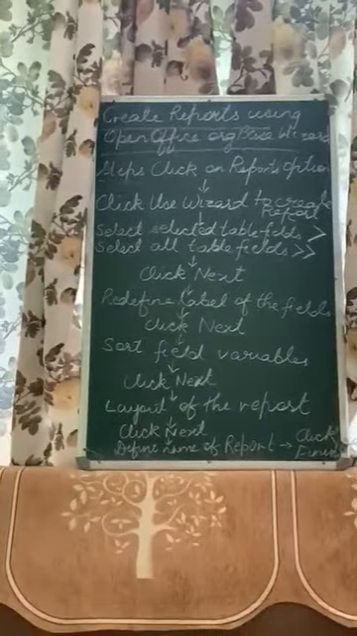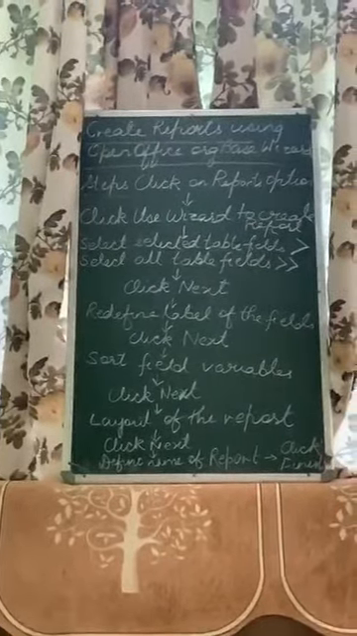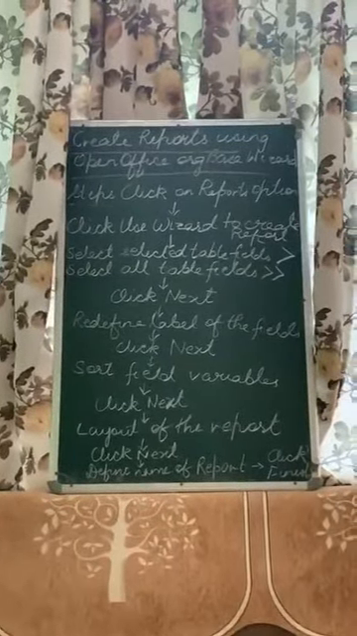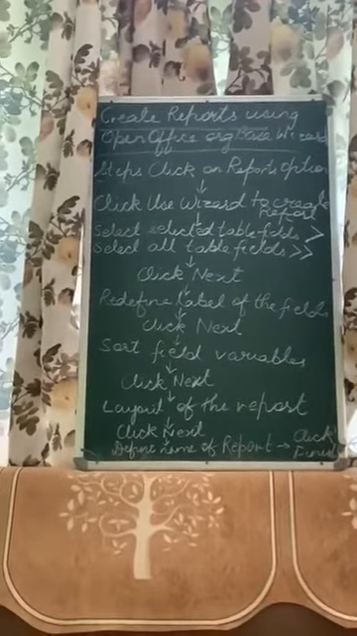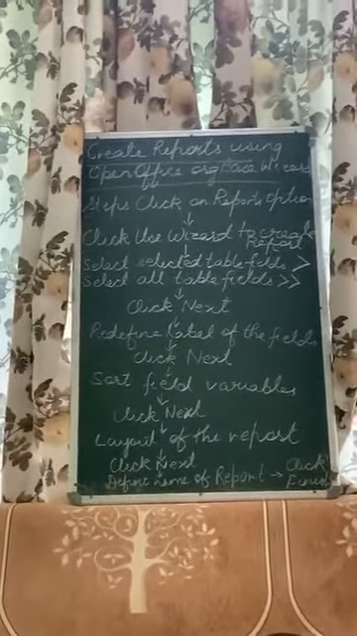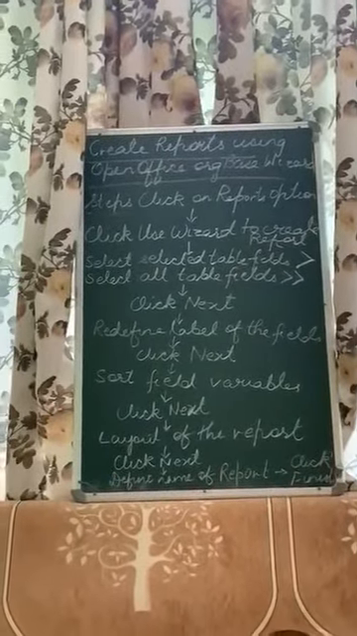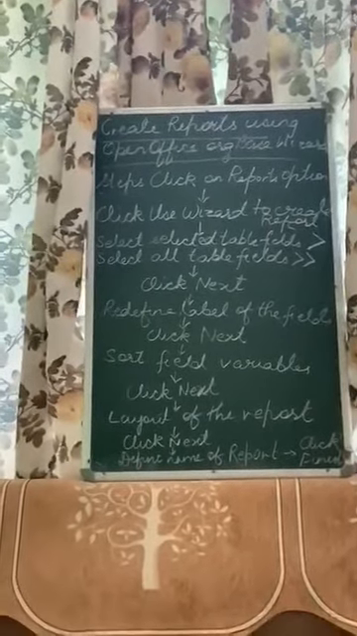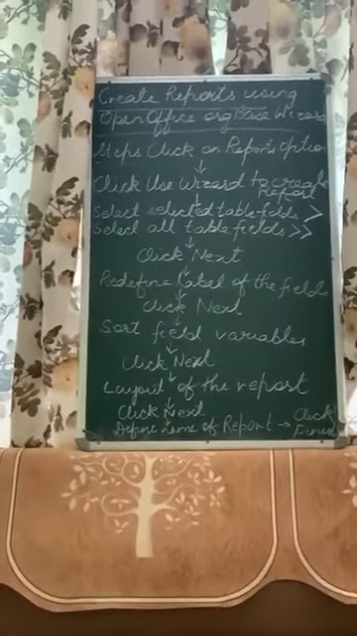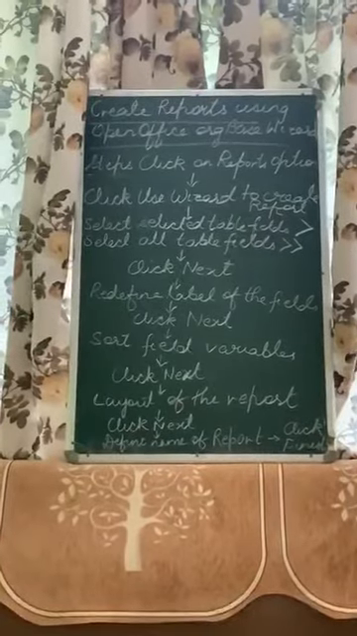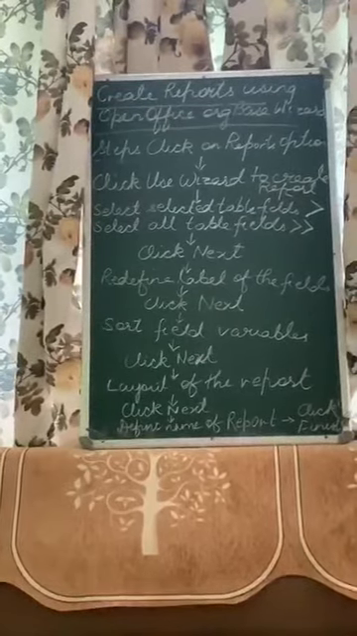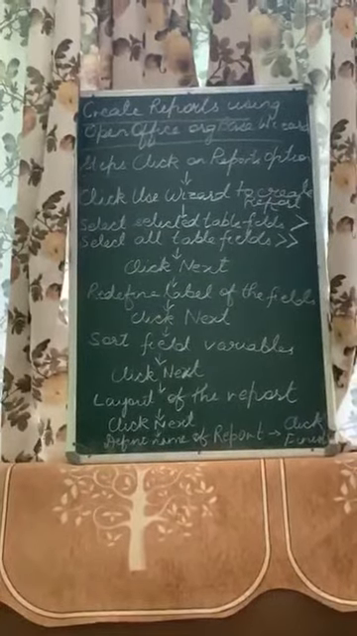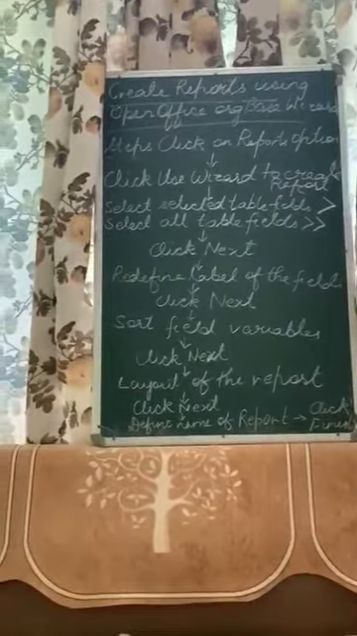Then we can even redefine the label of the fields. For example, the fields are ID, name, roll number, DOB, class. So we can change their names according to our convenience if we want in our report. Then again click next. Then we'll be sorting the field variables in the report. For example, we want the IDs to be arranged in ascending or descending order, so we'll be selecting that. Similarly, we want the names to be arranged in ascending or descending order. So all these things can be sorted out. There are options for that.